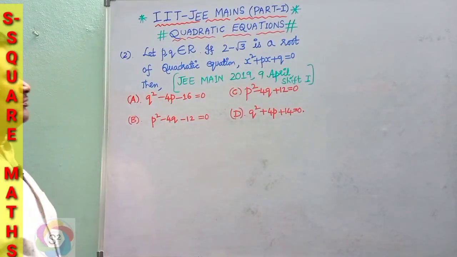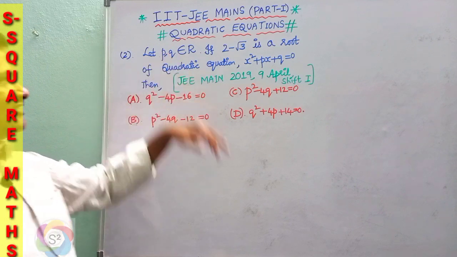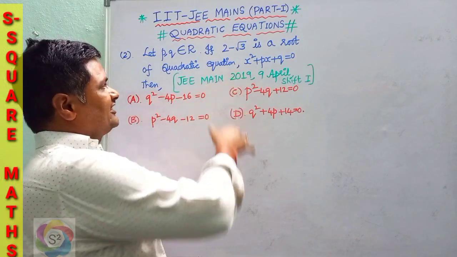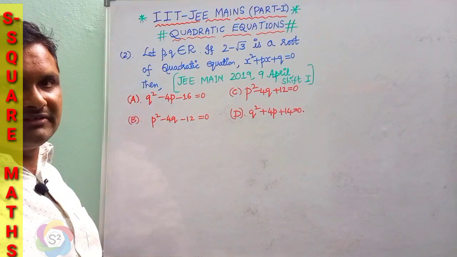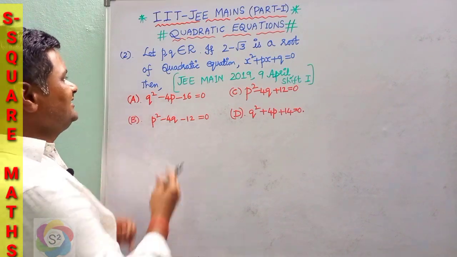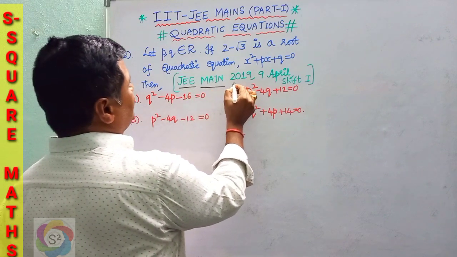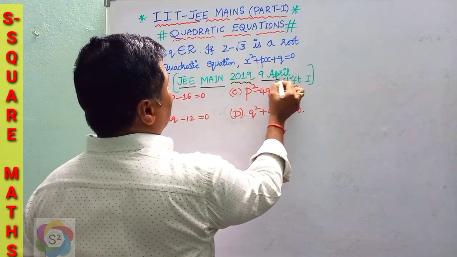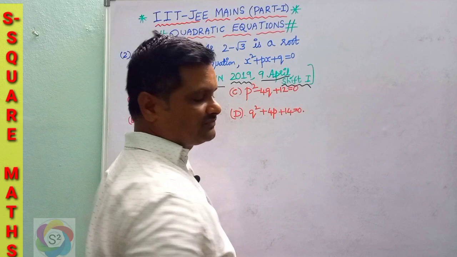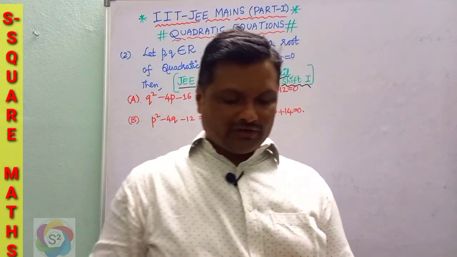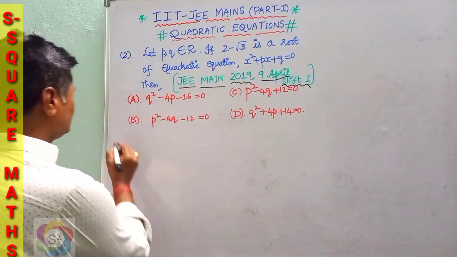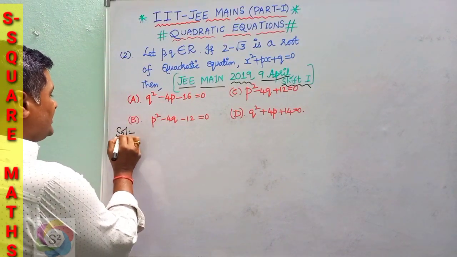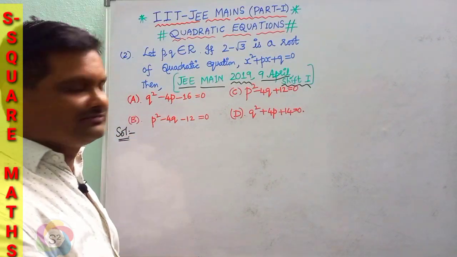Let p, q belong to the real numbers. If 2 minus root 3 is a root of the given quadratic equation x^2 + px + q = 0, then the options have been given. This was asked in JEE Main 2019, 9th April, first shift. So to get this, we are going through the solution now. It's a very easy problem, don't be afraid here.